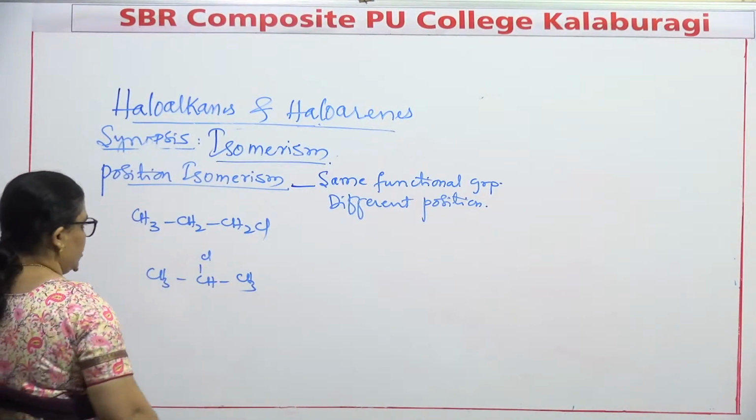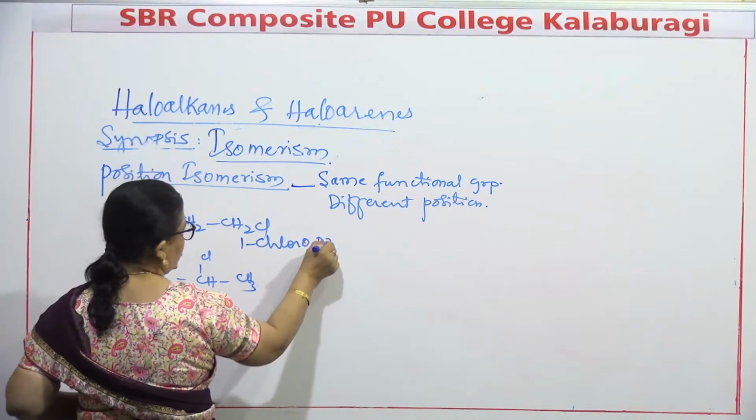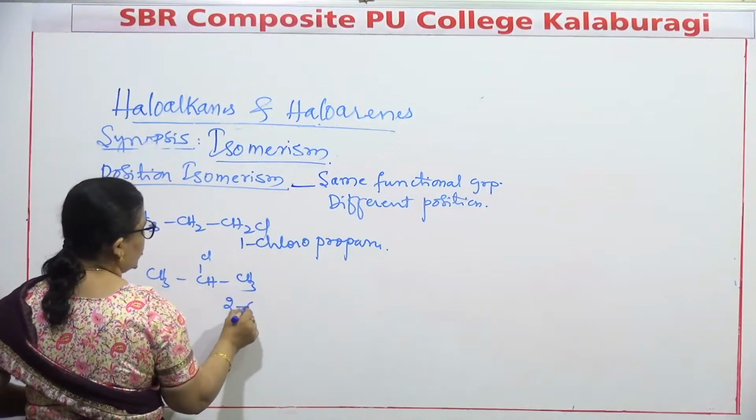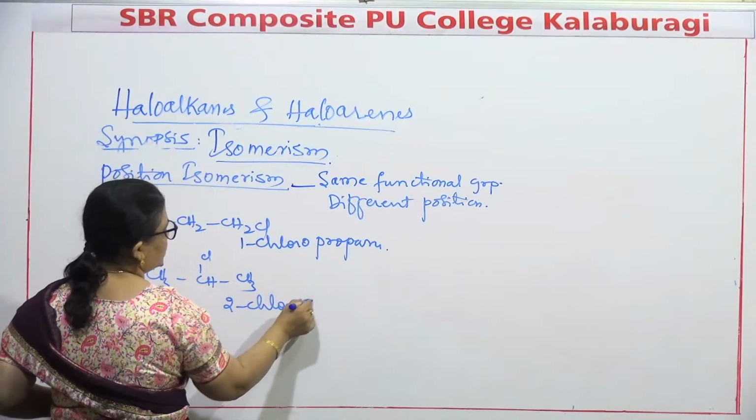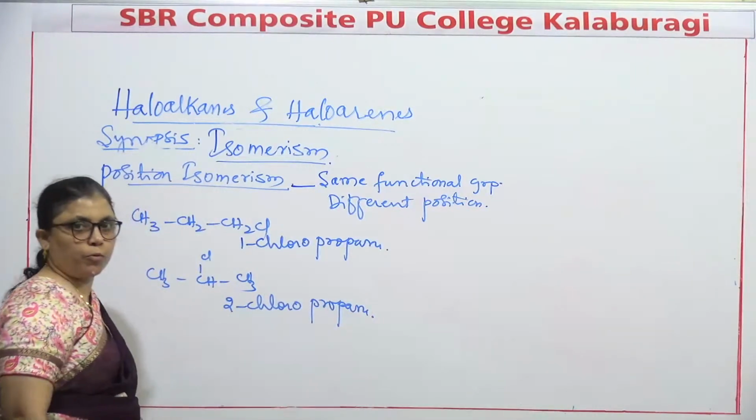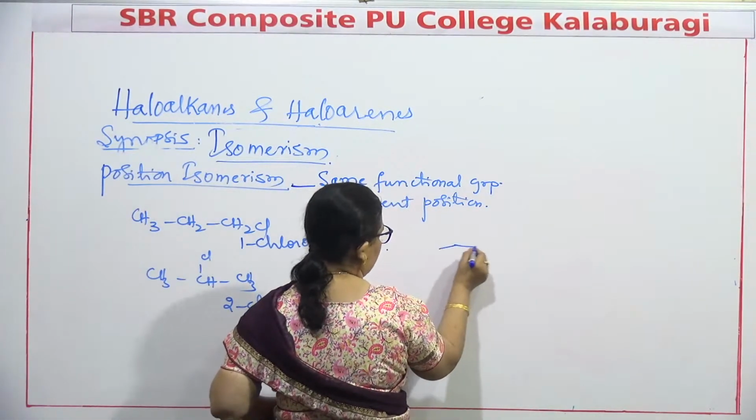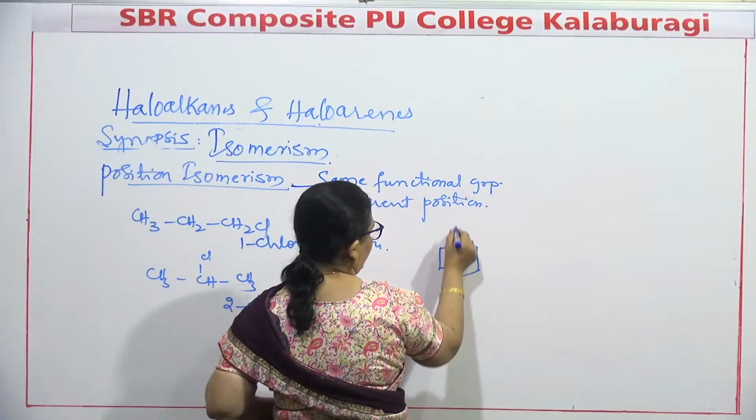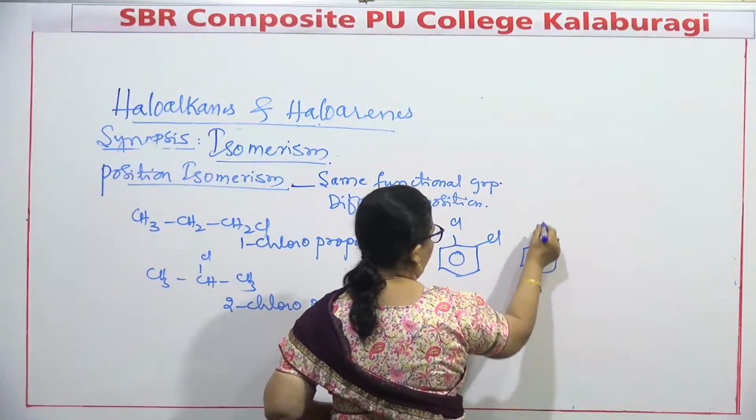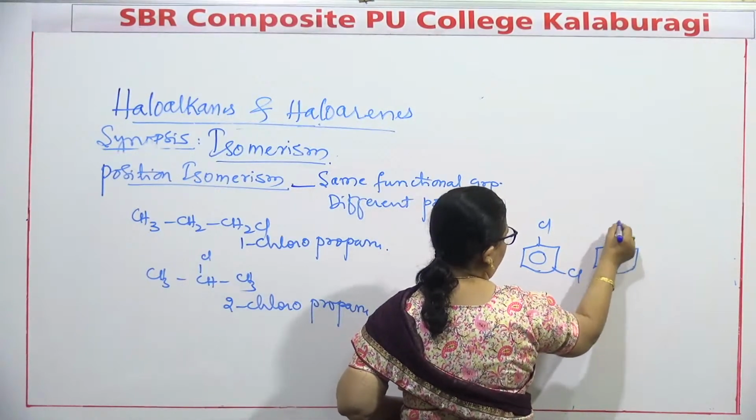Correct? 1-chloropropane. This is 2-chloropropane. Another example we can write with respect to haloarene. 1, 2. Correct? 1, 3. 1, 4.